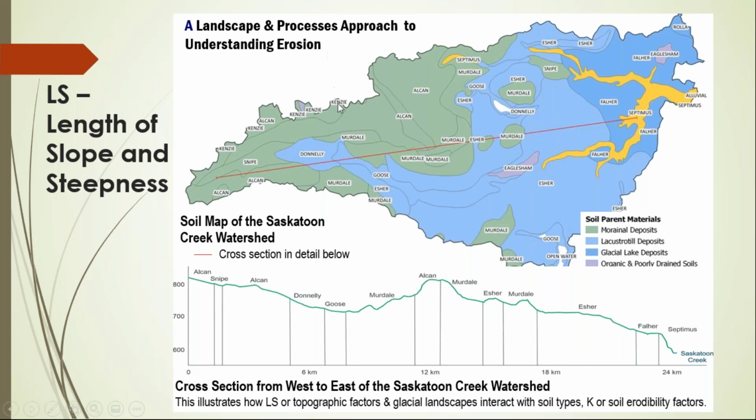I'm going to try this. So looking at this cross section from west or the higher part of the watershed down to the eastern or lower part of the watershed, here we have that cross section. So you can see to the east where we have these flatter lacustrine lake deposits, and then where the morainal lumpy parts of the landscape, the melting of the glaciers.